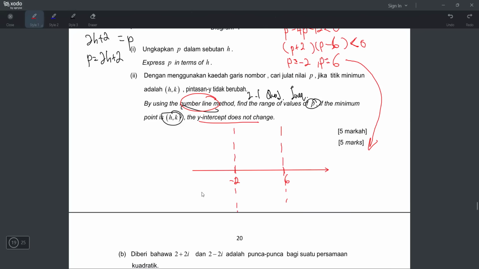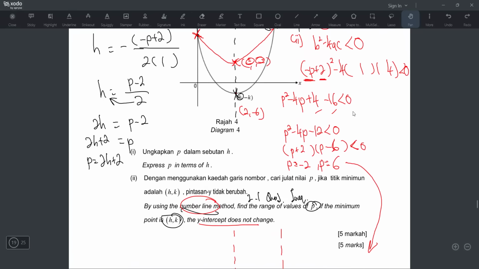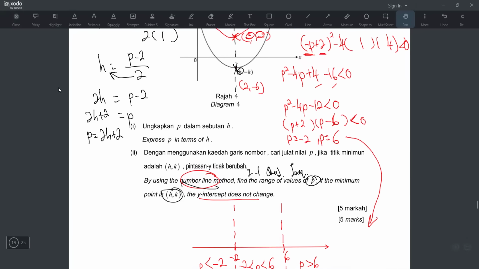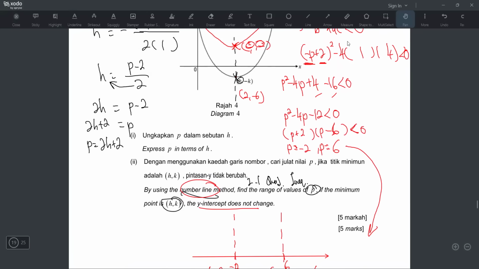And then this region you will write down what it represents. So this represents the region for P smaller than negative 2, and this is the region for P bigger than 6. And then this region represents P in between negative 2 and 6. Okay. And if your question has equal, that means you also put equal. But this one doesn't have it, so no need.